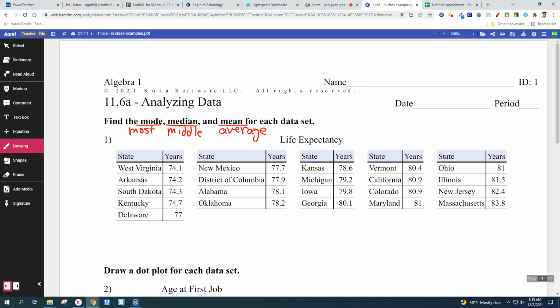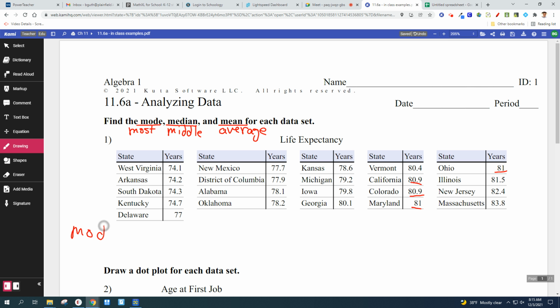Now, if you were doing this by hand, what you might do is list them all out in order and find the one in the middle. That's the median. And you'd look for the one that happens the most frequently. Well, can you see that just from this list? That's usually the easiest one to see. Is there one of these numbers that happens more than once? 80.9 happens twice, and 81 happens twice. So it's pretty easy to do the mode.